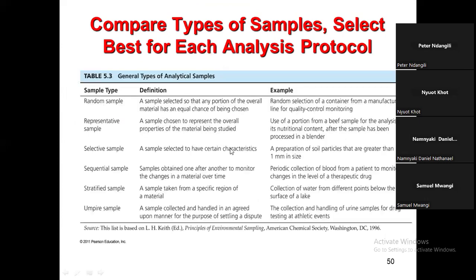Then for you to compare types of samples, you select the best sample for each of the analytical protocols. And I've given a table here that can give some guidance. For example, when you have a random sample, a sample selected so that any portion of the overall material has an equal chance of being chosen, it is very good for homogeneous samples.